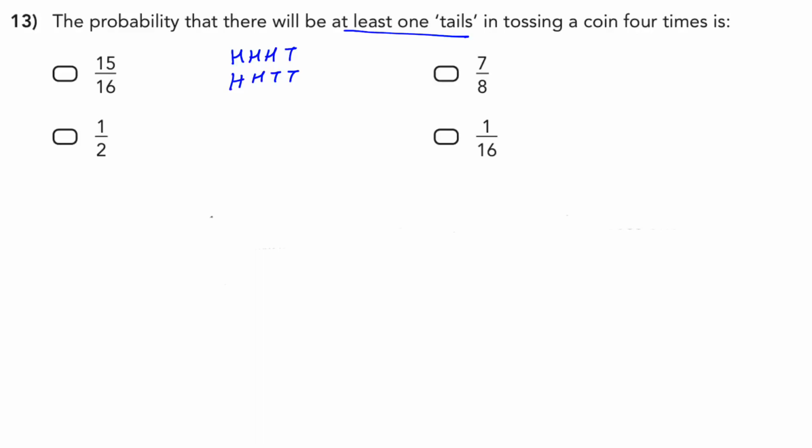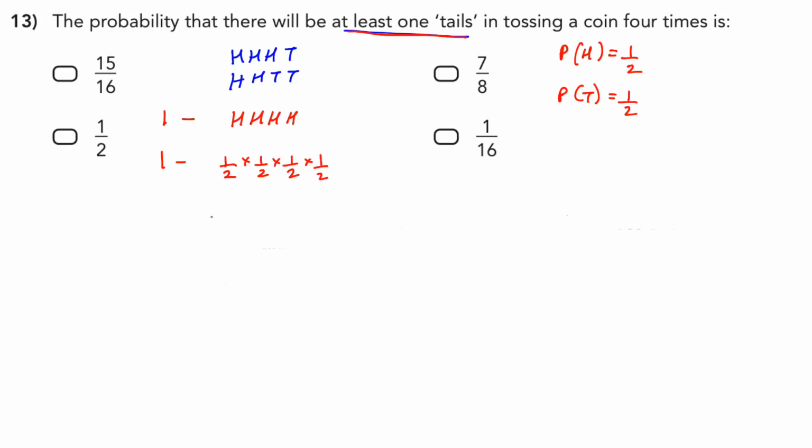Instead of doing this way, it will be better if you see that when there are 4 heads, there is no tail here. Okay? So probability of 1 minus 4 heads is the probability that there will be at least one tail. In a coin, what is the probability of a head? 1 over 2. And of a tail? 1 over 2. So we will do 1 minus 1 over 2 times 1 over 2. We'll do it 4 times. And we will get 15 over 16. So this is the answer.